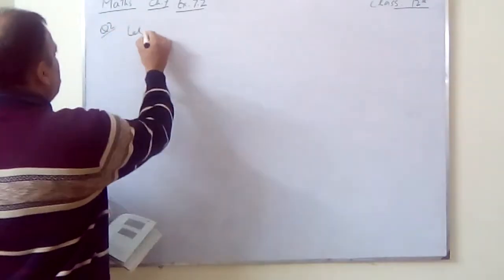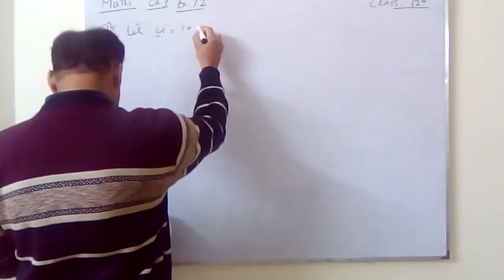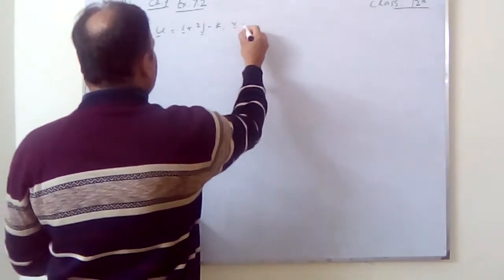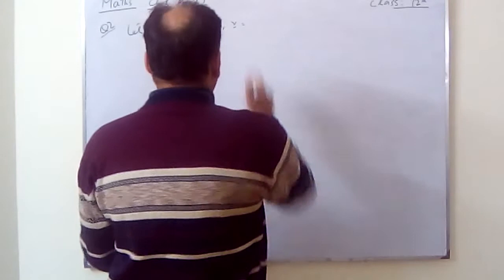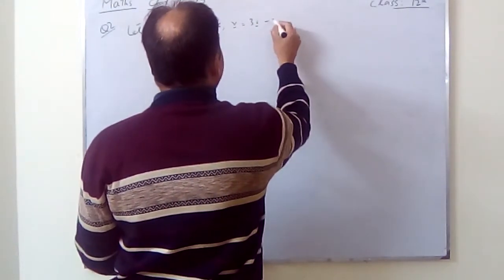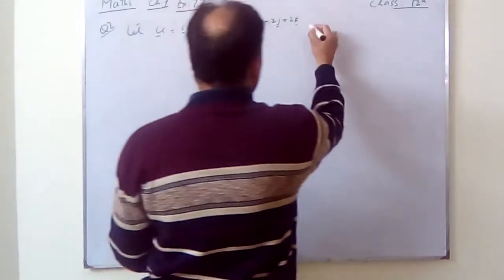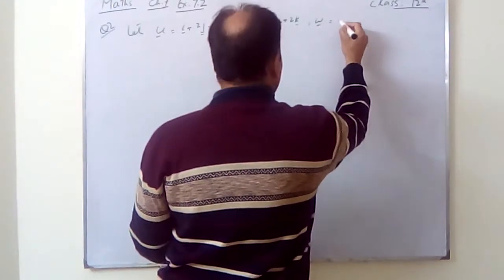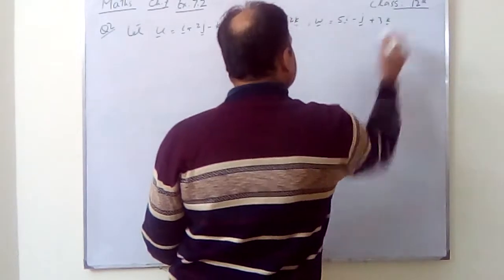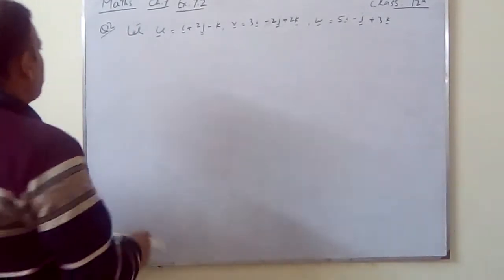Let u is equal to i plus 2j minus k and v is equal to 3i minus 2j plus 2k and w is equal to 5i minus j plus 3k, and he is saying that find the indicated vector or number, whatever.